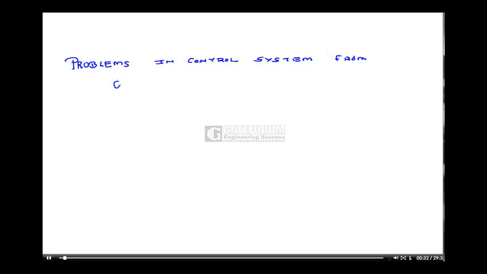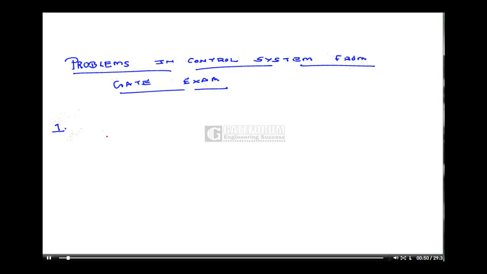from GATE exam. So whatever the problems have come, from this you will understand the level of problems which are appearing in GATE exam. Okay. From the beginning, first problem. This problem has appeared in GATE 1991.